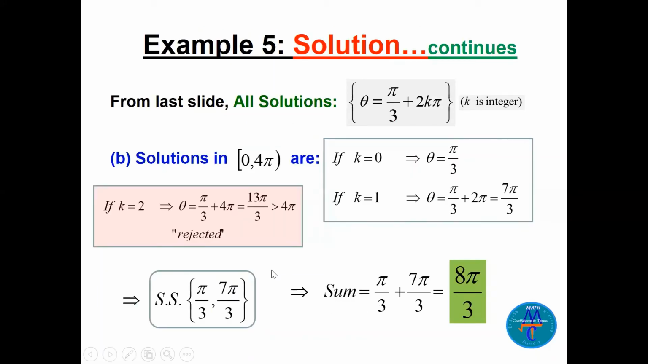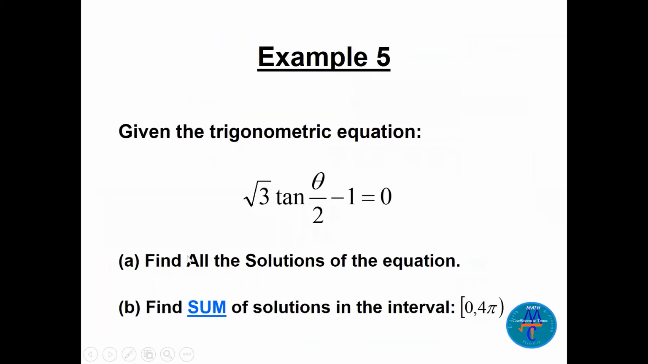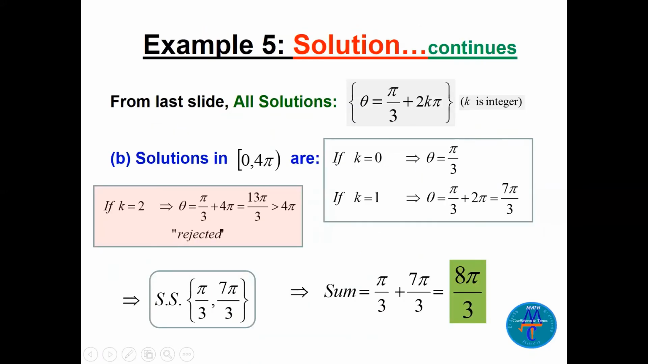Now in the second part, look at the condition here, from 0 to 4 pi, I need all the solutions. Let's see how we can do that. We can start with k equals 0. Then this will be k equals 0 here because k is an integer. So theta will be pi over 3. If k is 1, it will be pi over 3 plus 2 pi, 7 pi over 3.